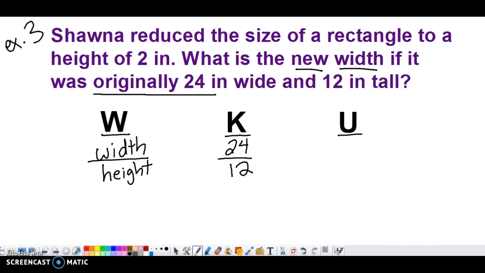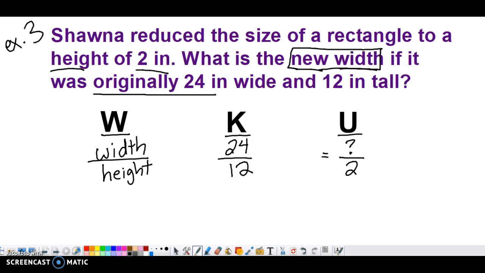And then we got to go back to the beginning of the story where it says Shauna reduced the size of a rectangle to a height of 2 inches. Okay, now remember, the reason I have you write the words down is so that you know where to put the numbers that match the words. I know it sounds silly and it sounds like, duh, Miss Dalton, but you will not believe what will happen if you don't write your words first. You're going to end up putting that 2 in the wrong spot. Okay, so since we have a height of 2, we're going to put that 2 over here on the bottom. Okay, because now we're looking for the new width because we have no idea what that is, question mark.